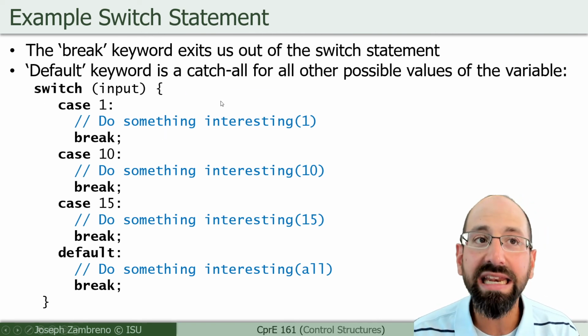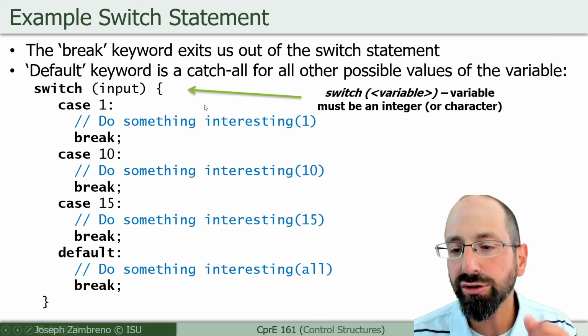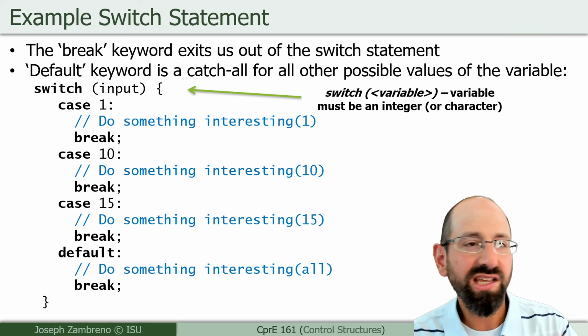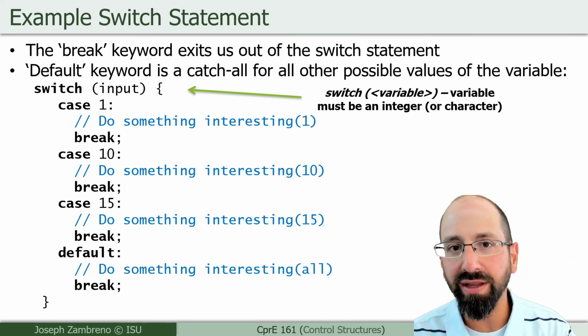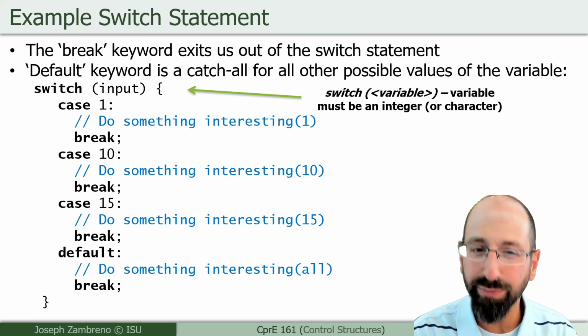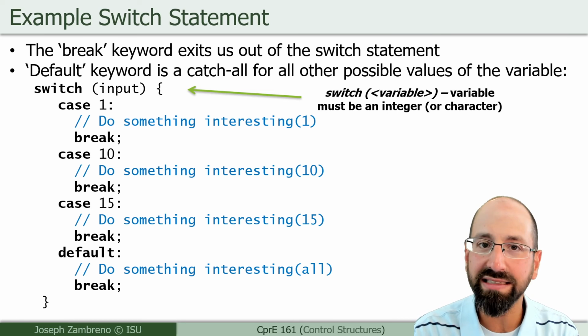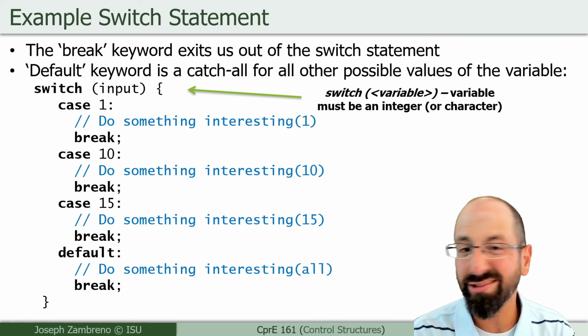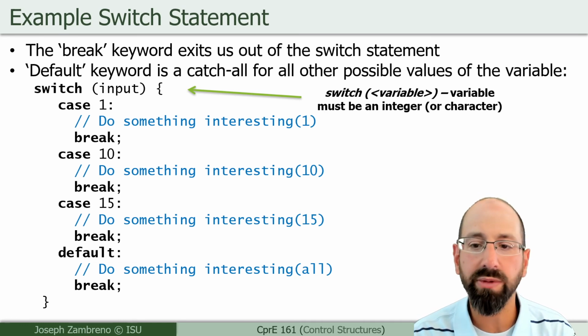We switch on an input, and that input has to be an integer type, of which a char type also counts. So you can switch on if the letter A or the letter B or the letter C, and that's valid because that is just an integer type encoded as an ASCII character. Can't switch on strings or on floating point values. That's just a limitation of C as a programming language.